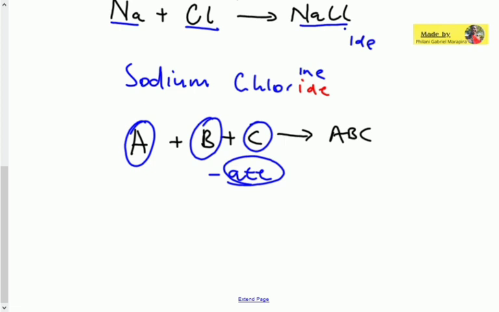You have to call up the first one in full, and then the last one you call with ate. So that ate tells you that you have 3 elements building up one compound.